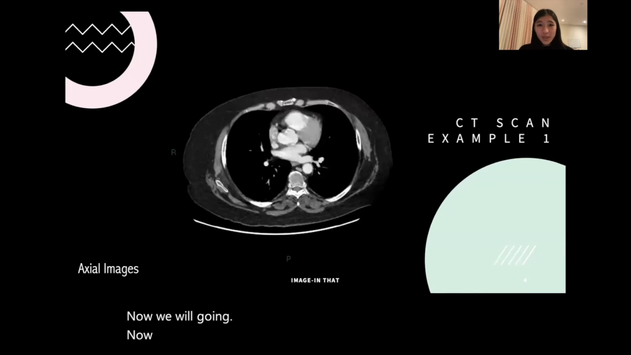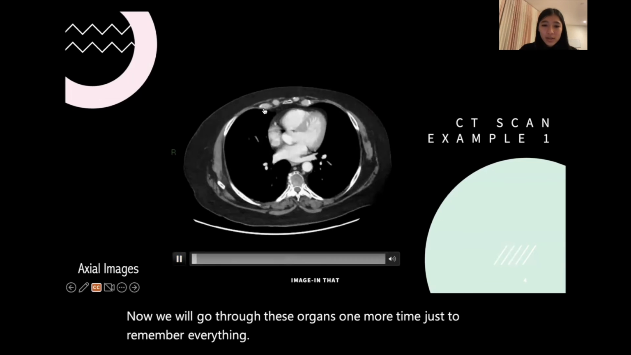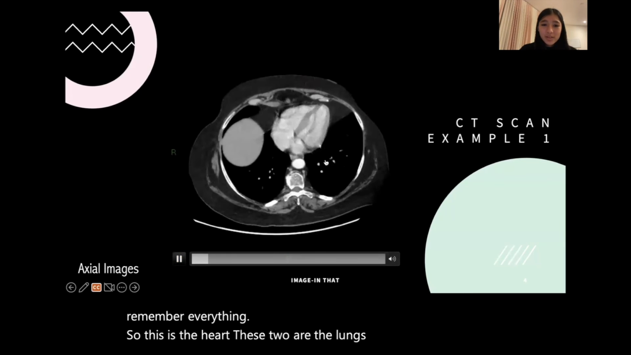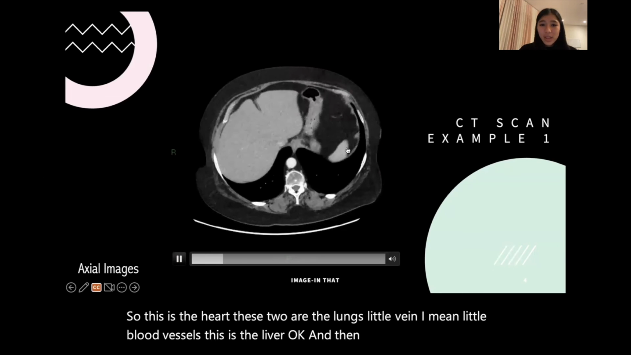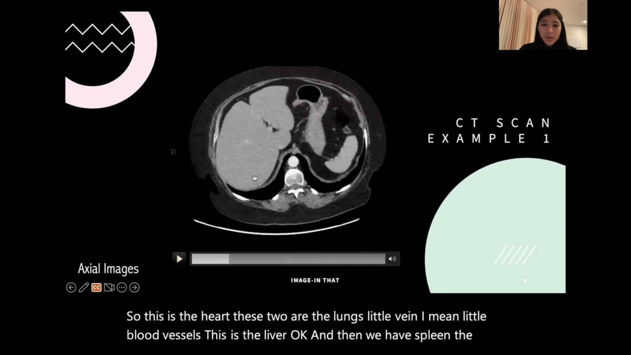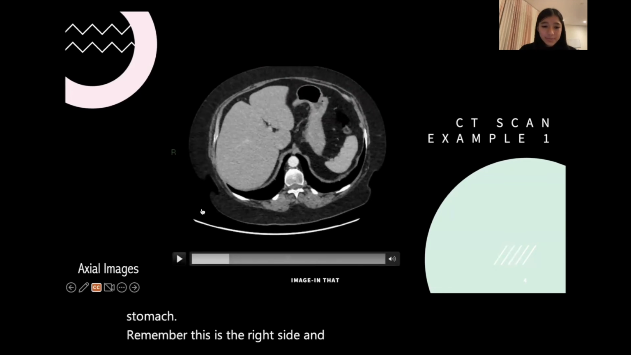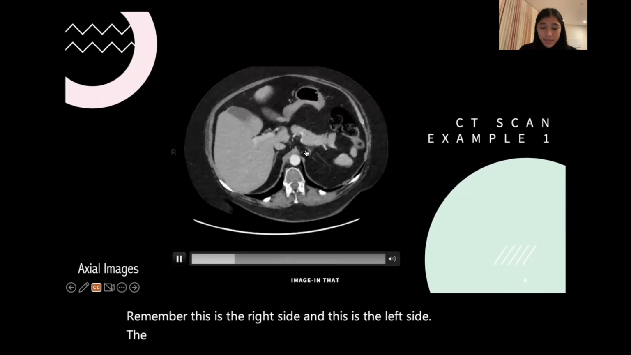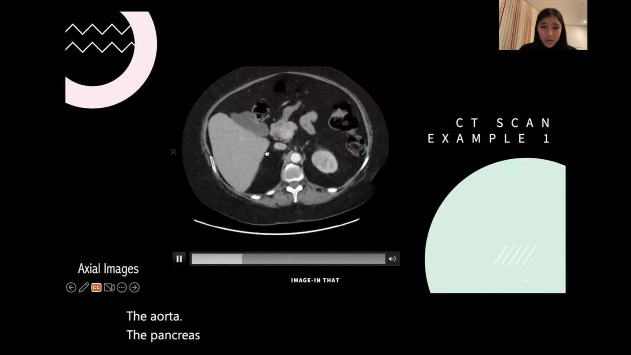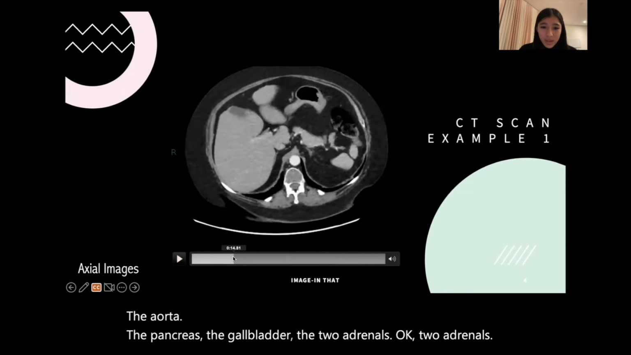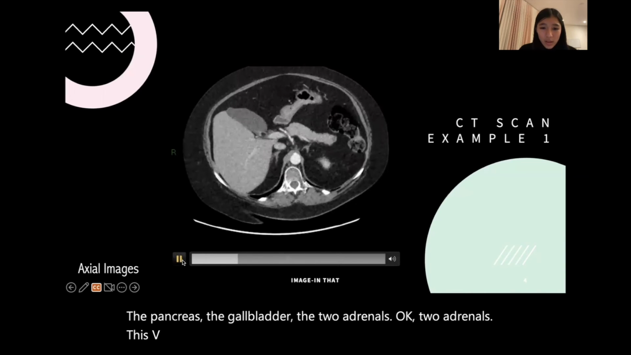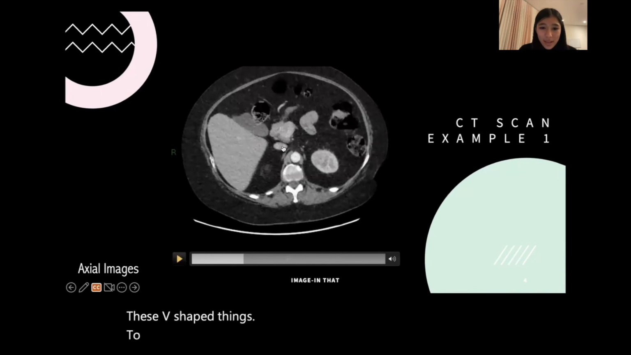Now we will go through these organs one more time just to remember everything. So this is the heart. These two are the lungs and little blood vessels. This is the liver, okay? And then we have the spleen, the stomach. Remember, this is the right side and this is the left side. The aorta, the pancreas, the gallbladder, the two adrenals, okay? These V-shaped things. IVC. And then we have the kidneys coming up.